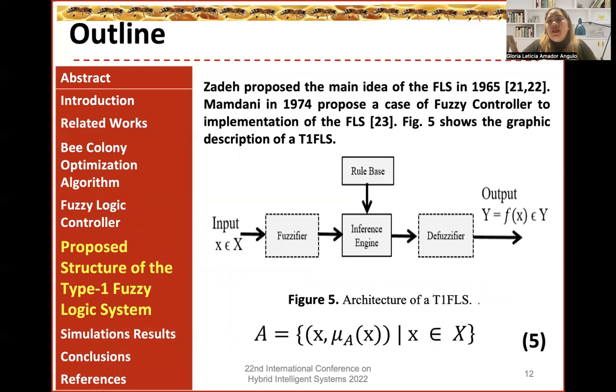Zadeh proposed the main idea of the fuzzy logic system in 1965. Mamdani in 1974 proposed a case of a fuzzy controller for the implementation of the fuzzy logic system. You can see image number 5, which shows the graphic description of a type 1 fuzzy logic system, and equation number 5 indicates the mathematical representation.